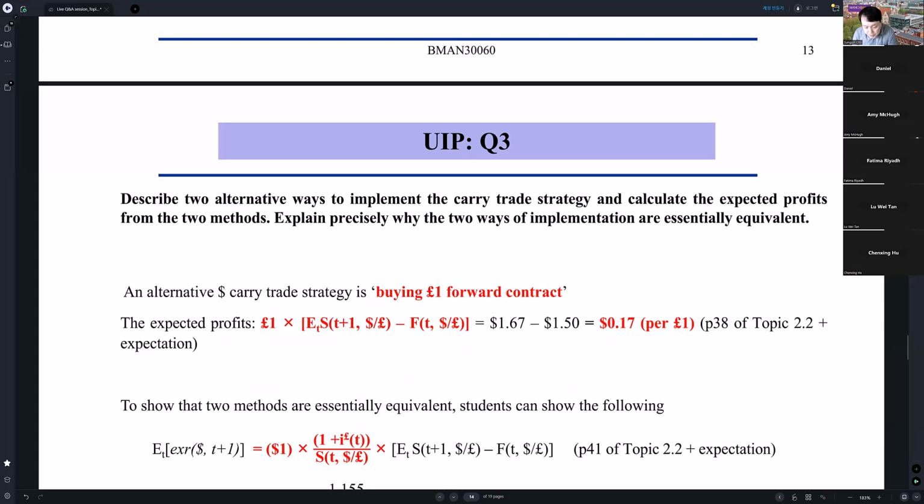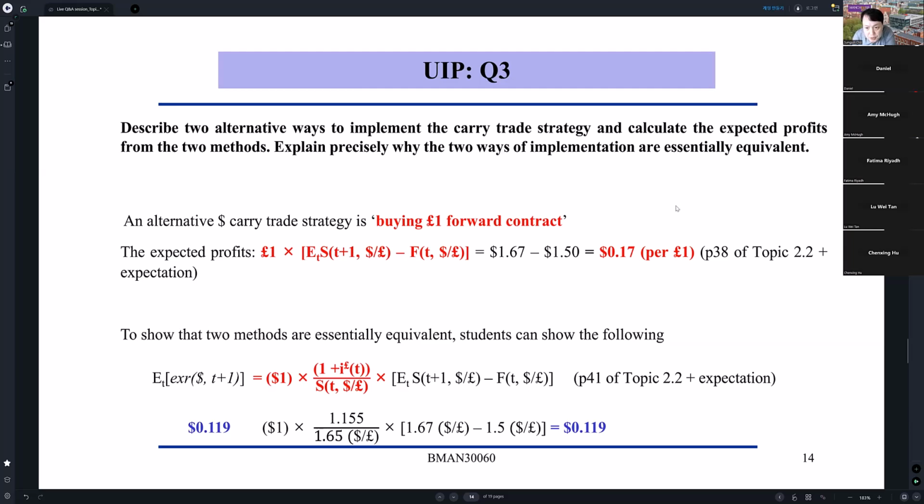What about the expected profit from the second method? What is the second method? You have to buy the higher interest rate currency forward. Let's think about this one. Buying a £1 forward contract here, the expected profit is this. Why is this the expected profit? You're going to pay the forward price to get £1, and you're going to sell that £1 at this expected value, right? So the expected value is bigger than the forward price. You expect to earn more than what you have to pay to get £1. So this is the expected profit.